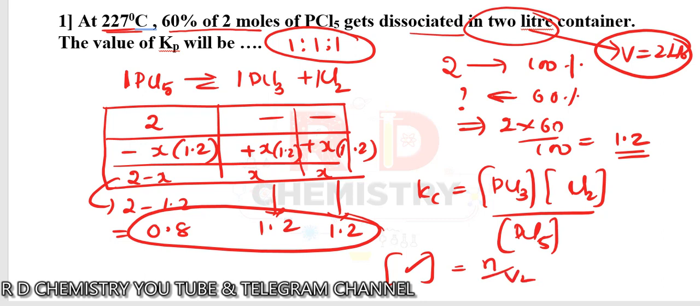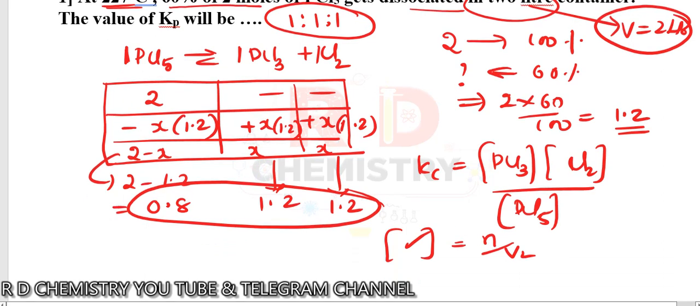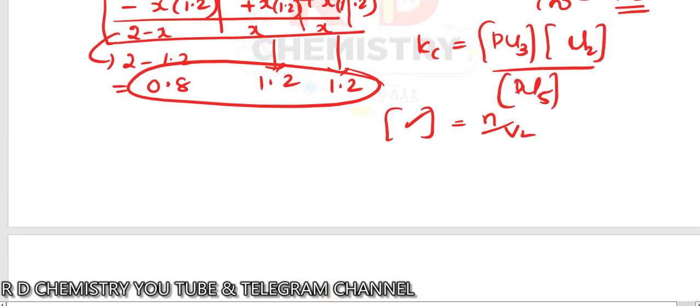Suppose the volume had not been mentioned, or the volume was 1. Then n divided by 1 is nothing but the number of moles directly from the table. Now the volume has been mentioned as 2 liters, so we'll have to calculate, right? So we'll be writing these numbers only, 1.2, 1.2 and 0.8, but divided by 2 for the number of moles.